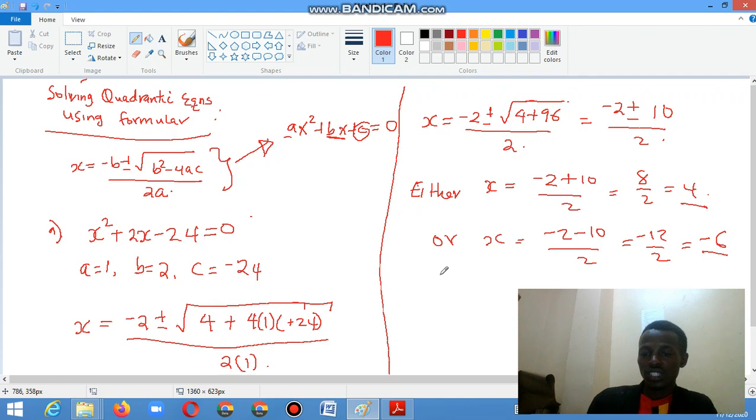So in our next video, we shall see how to solve the same quadratic equation using completing squares, and from that we shall also be able to see how we can derive this formula as well.